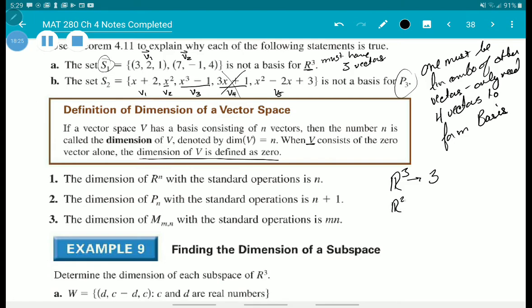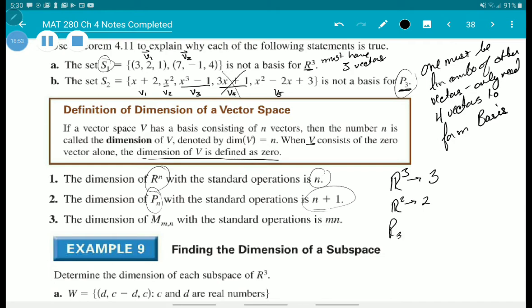The dimension of R2 is 2 because you got to have 2 vectors to span and they have to be linearly independent. So you got to have 2 to form a basis. In R2, 2, in R3, 3, which means in Rn, you got to have n. Now, with polynomials, it's a little bit different. Notice for P3 up here, we had to have 4. So for Pn, you got to have n plus 1.